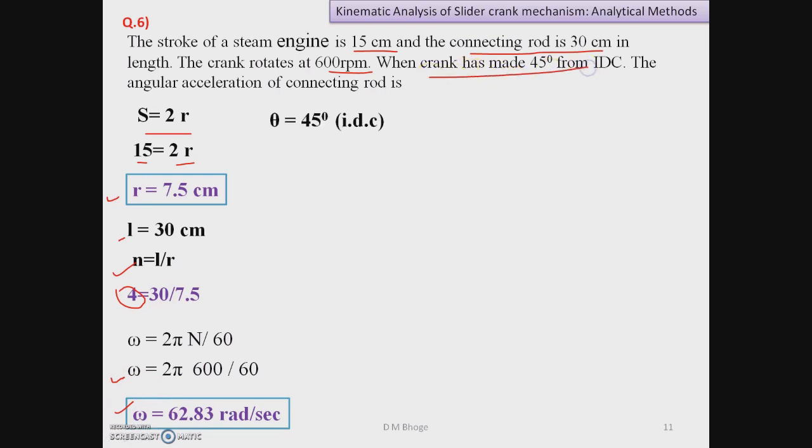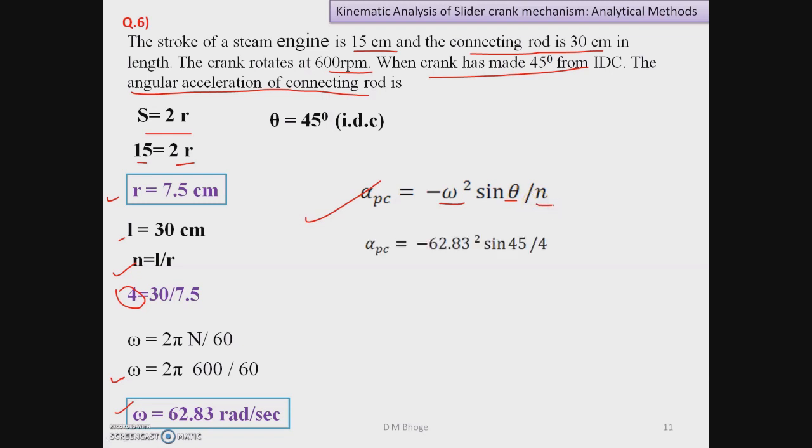Crank angle is 45 degrees from IDC. We have to determine the angular acceleration of the connecting rod, which can be determined using this equation. Alpha PC, the angular acceleration of the connecting rod, equals minus omega square into sine of theta divided by n, where omega is the crank speed, theta is the crank angle with respect to IDC, and n is the obliquity ratio. So let us substitute the values.